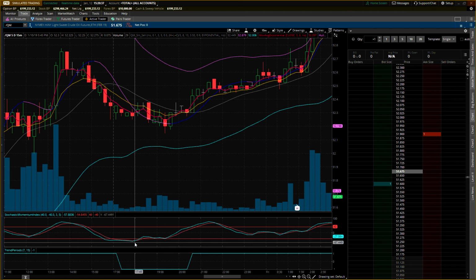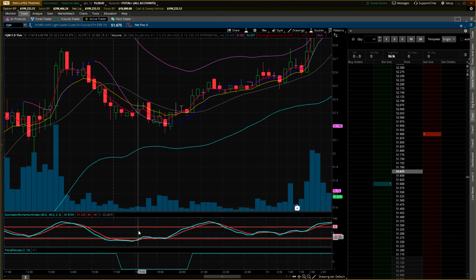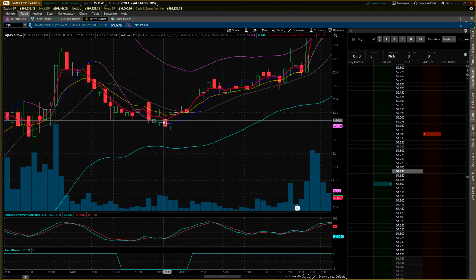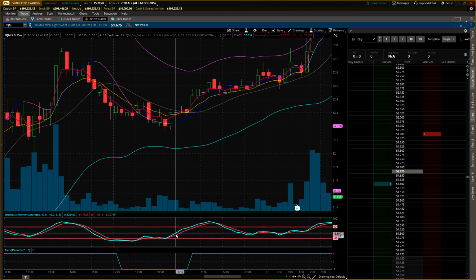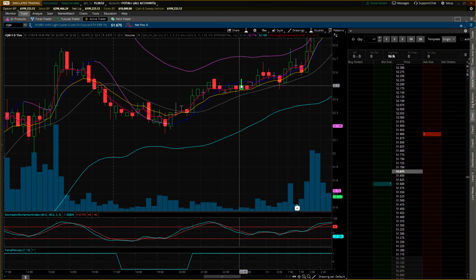That suggests that the sellers are exhausted, right? That they've sold everything, and there's no more selling to be done. Now the buyers are going to take over. Okay? So this is a really good indication right here.